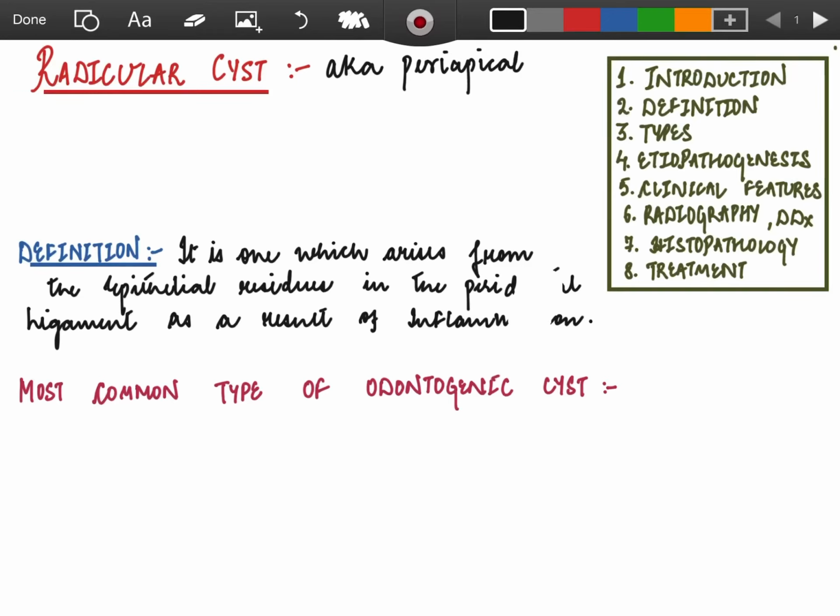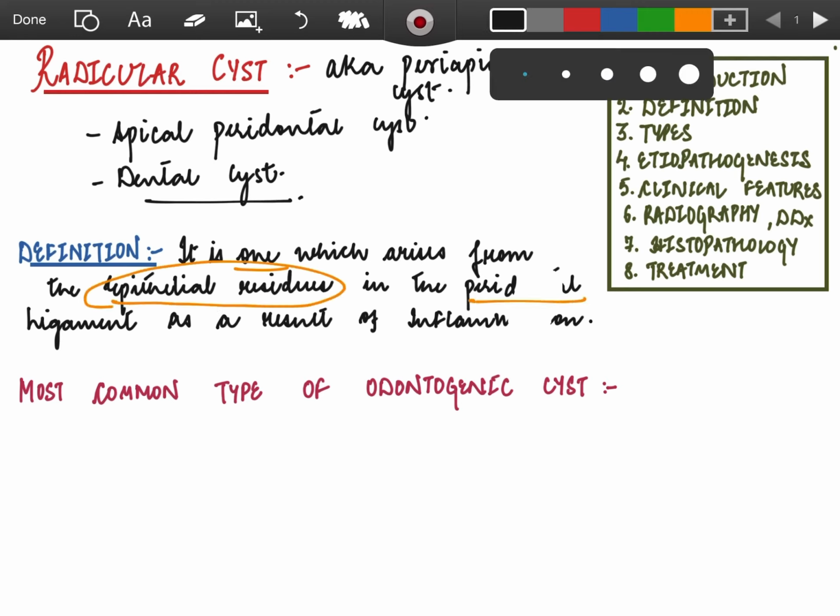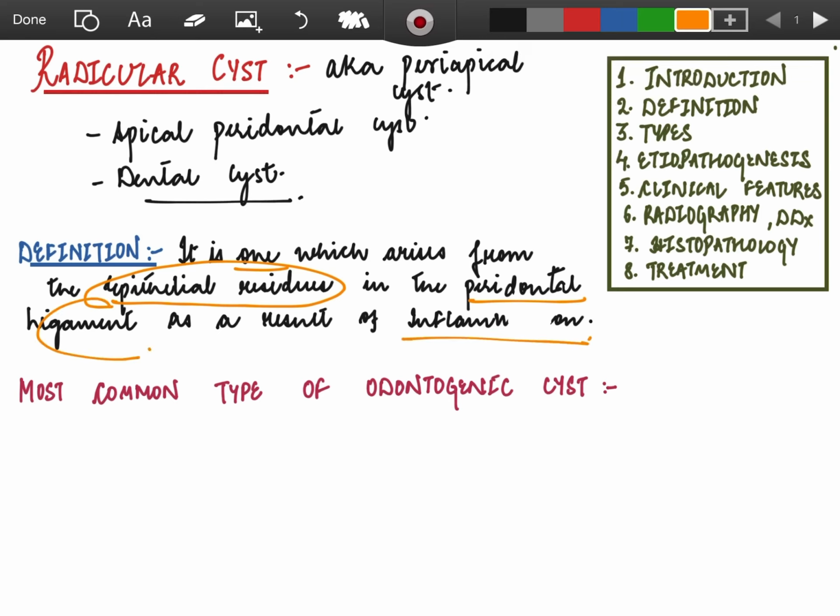In this lecture we will study the radicular cyst, which is also called a periapical cyst, apical periodontal cyst or dental cyst. How do we define the radicular cyst? It is one which arises from the epithelial residues in the periodontal ligament as a result of inflammation.